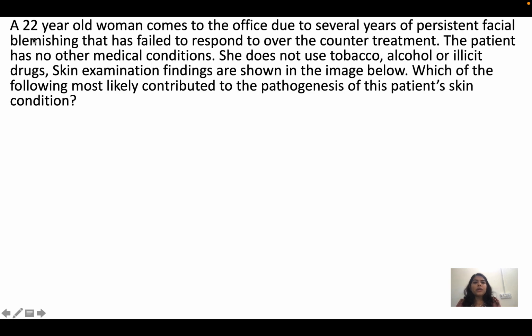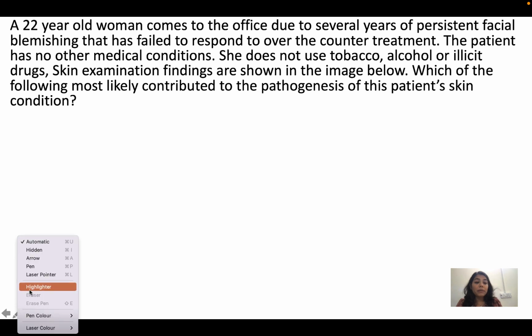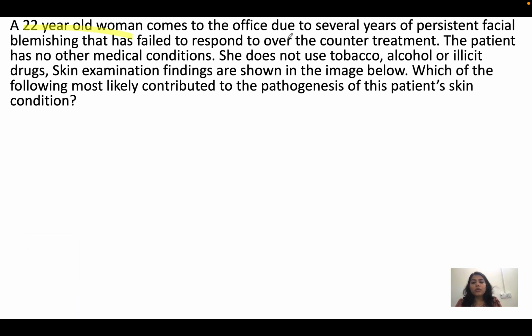A 22-year-old woman comes to the office due to several years of persistent facial blemishing. She has failed to respond to over-the-counter treatment. The patient has no other medical conditions. She does not use tobacco, alcohol, or illicit drugs. Skin examination findings are shown in the image below. Which of the following is the likely factor contributing to the pathogenesis of this patient's skin condition?